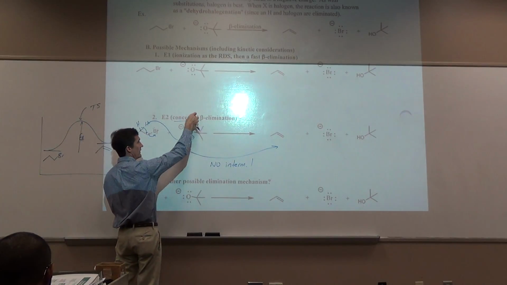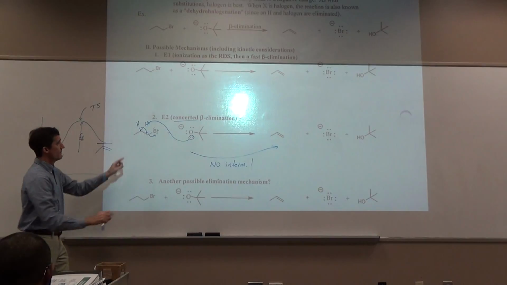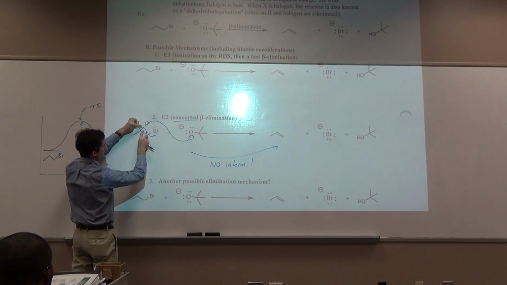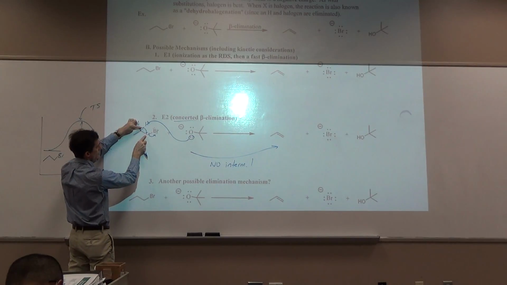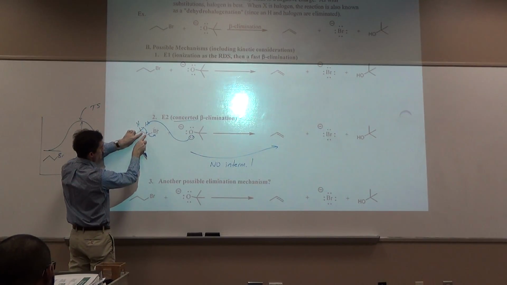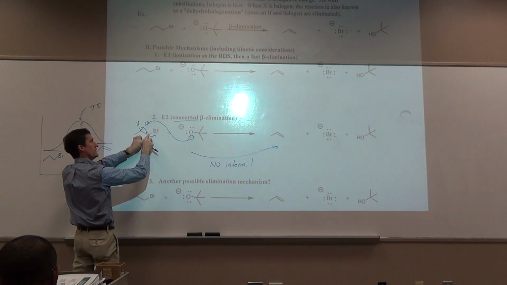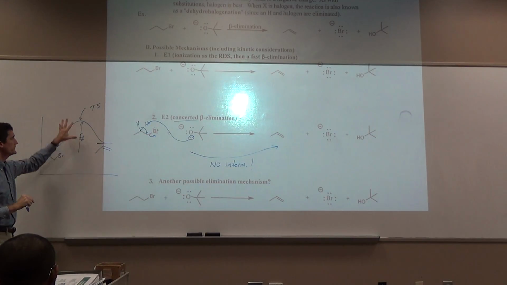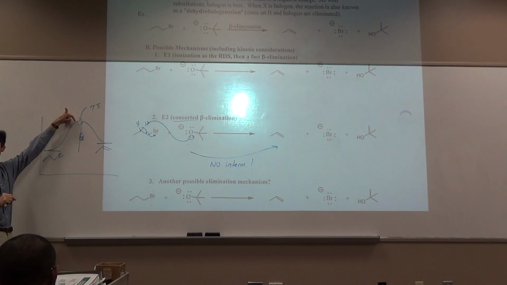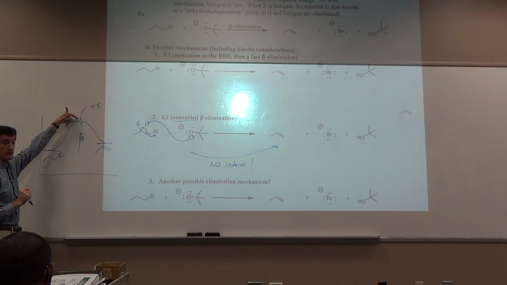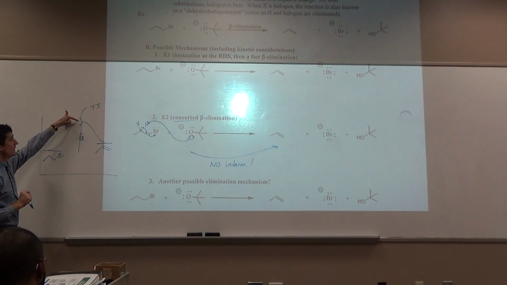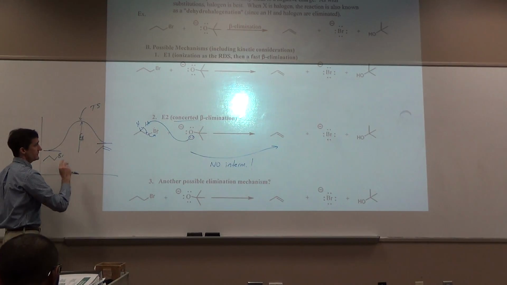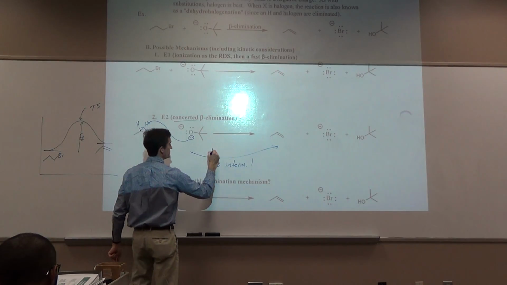All this is concerted. This bond is forming in the transition state. This bond is partially forming. This bond is partially breaking. This pi bond is partially forming. This carbon-bromine bond is partially breaking. All that's going on in the transition state. It's kind of a high energy. It's not a discrete intermediate. So we don't have an energy well. It's only one transition state. This is your classical E2.